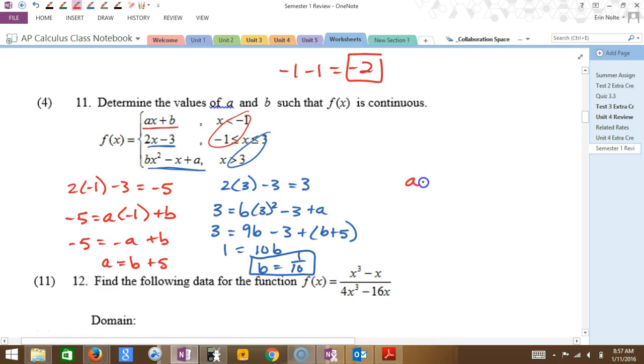Right. So a is b plus 5, so b was 1/10. 5 is the same as 50/10. So what's the a value? 51/10, good.